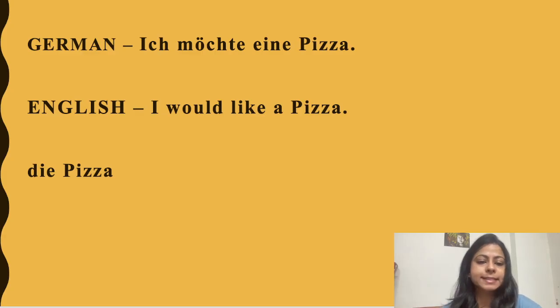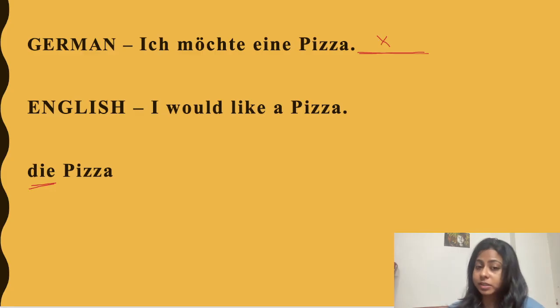Now, let's take another sentence. Ich möchte eine Pizza. I would like a pizza. The article of pizza is die Pizza. Now here you could see there is no verb at the end of the sentence. There is no verb. Now this is why there is no verb.